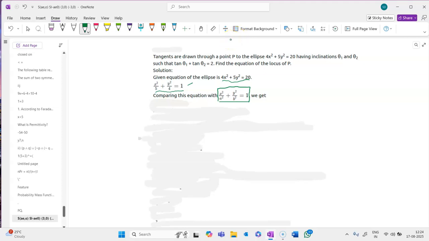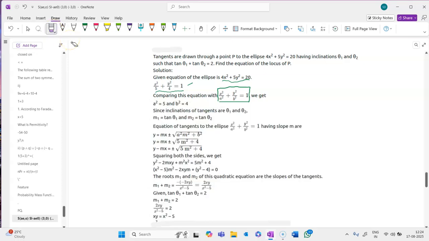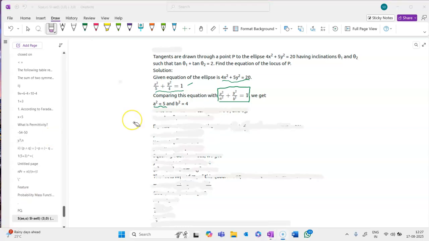Let's continue. Comparing this with x square upon a square, a square will be equal to 5 and b square will be equal to 4. So a square equals 5, b square equals 4, that is, a is root 5 and b is 2. Now let's begin with this.